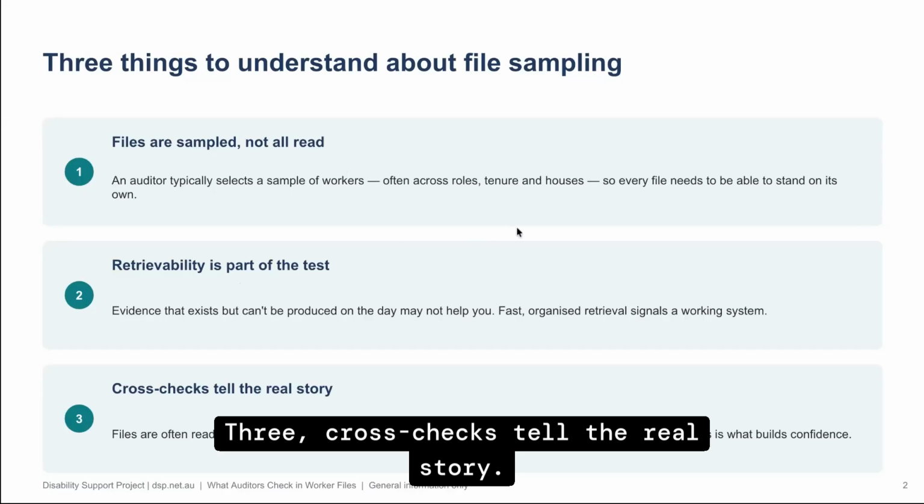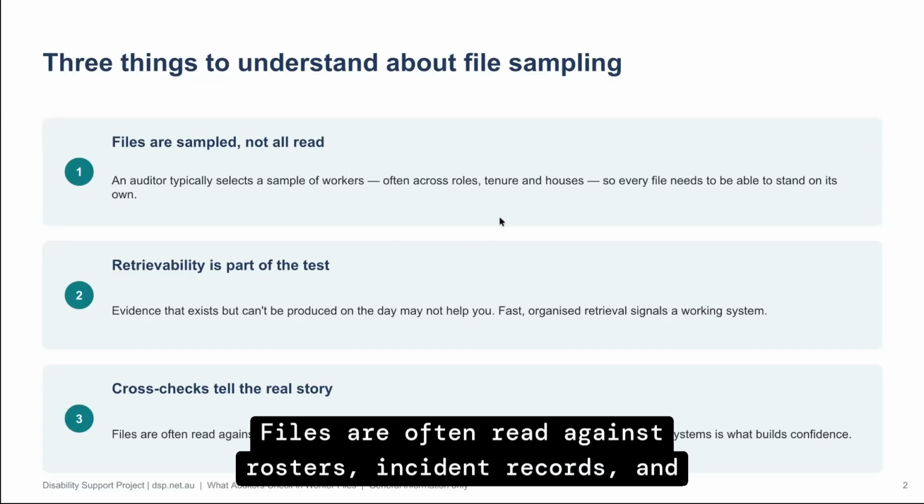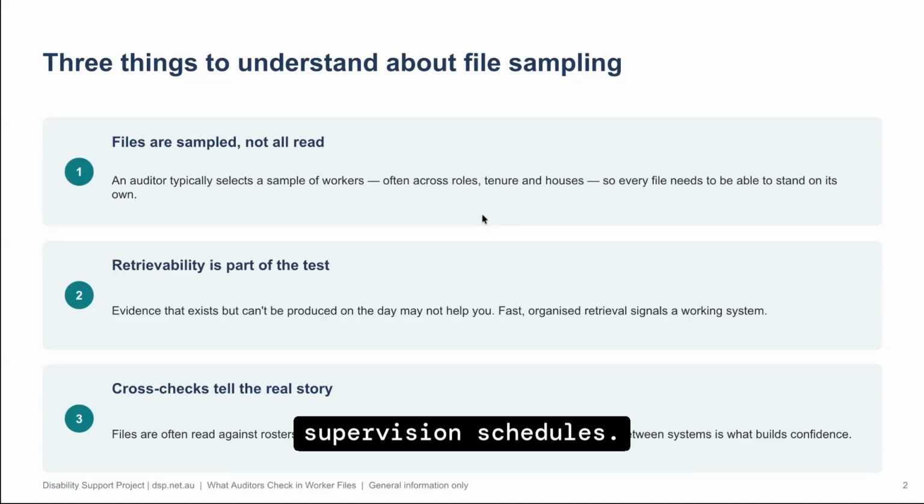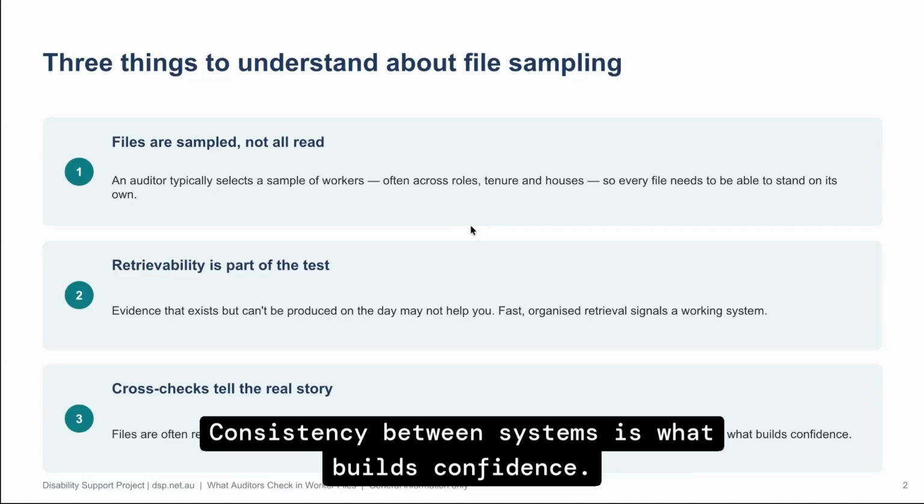Number 3, cross-checks tell the real story. Files are often read against rosters, incident records, and supervision schedules. Consistency between systems is what builds confidence.